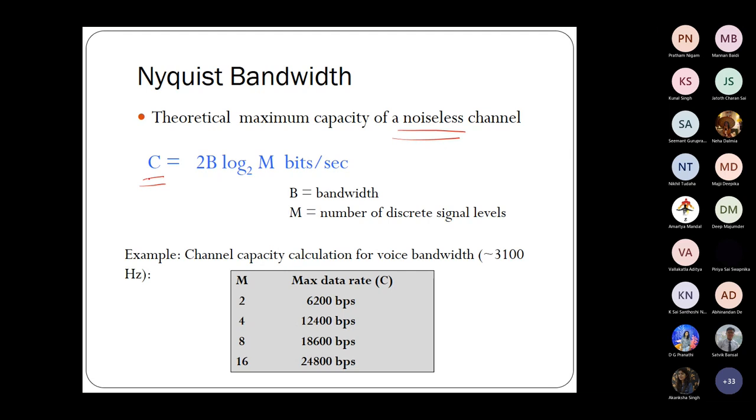So if you have C, then this says 2 times B, where B is the bandwidth, the range of signals that the medium, whatever channel you're talking about, passes with less attenuation, times log to base 2 of m bits. So m is the number of discrete signal levels. If you use only 2 levels, each can carry 1 bit. If you have 4 levels, you can do 00, 01, 10, 11, so each can carry 2 bits, and so on.